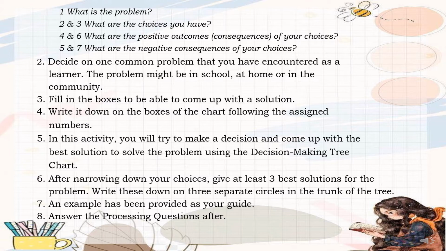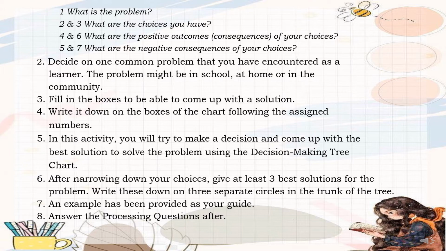2. Decide on one common problem that you have encountered as a learner. The problem might be in school, at home, or in the community. 3. Fill in the boxes to be able to come up with a solution. 4. Write it down on the boxes of the chart following the assigned numbers. 5. In this activity, you will try to make a decision and come up with the best solution to solve the problem using the decision-making tree chart.